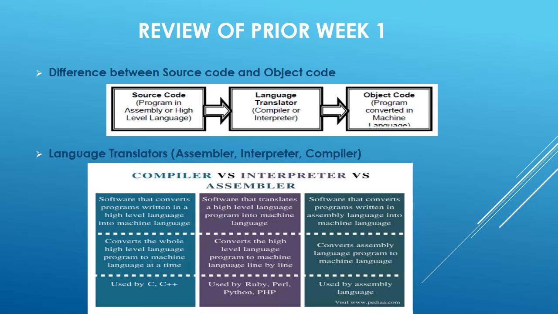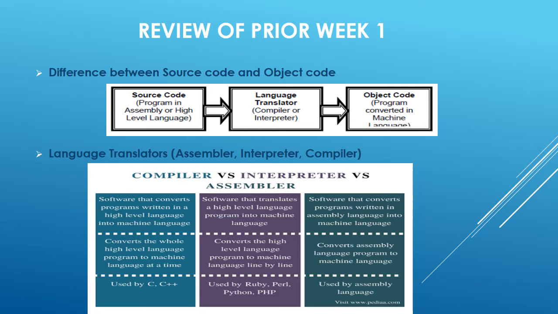Compiler is used to compile the whole source code all at once, while the interpreter translates the instructions of the program one by one. Both of these translators check the program for all the possible errors, and if there are no errors, they execute the program and show the output or create the object code. That was it for week 1.